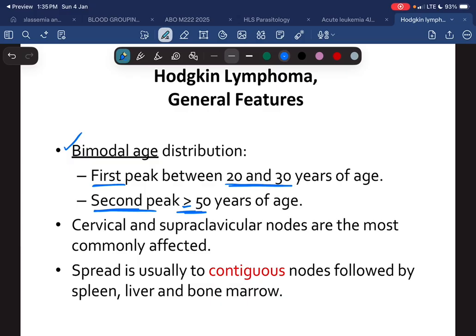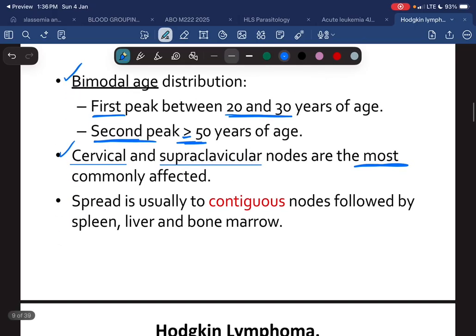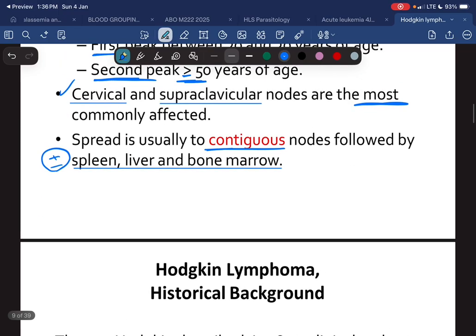Lymph nodes involved, the most common, are cervical lymph nodes and supraclavicular nodes. A characteristic of Hodgkin lymphoma is that the spread and involvement of lymph nodes is contiguous in nature. The lymph nodes involved are consecutive. Okay? This may be followed by plus or minus involvement of the spleen, liver, or bone marrow, which is less likely. Most commonly, there is lymph node involvement only.